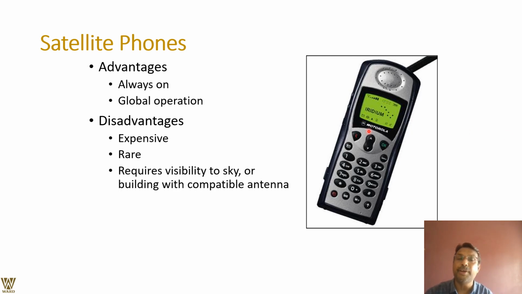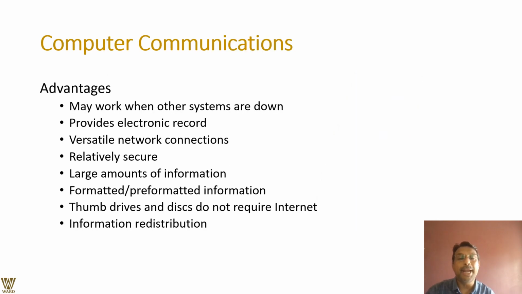So here comes the next better option, the satellite phone. The advantage of the satellite phone is that it is always on. It is through a satellite that you are connected. You are not disconnected from your environment on your planet. So there are no causes of physical damage or tower installation issues. But the disadvantages: extremely expensive, rare, and requires visibility to the sky, absolute access to the blue sky for you to communicate, or a building with a compatible camera.